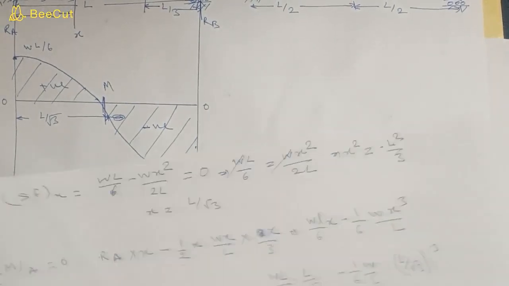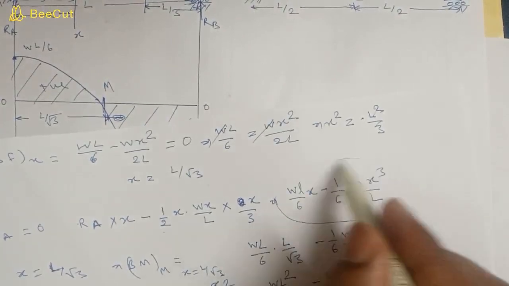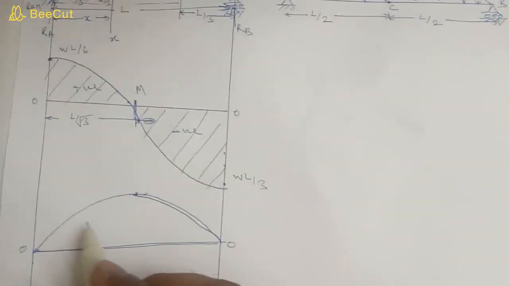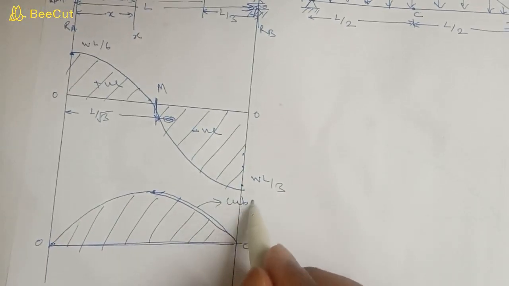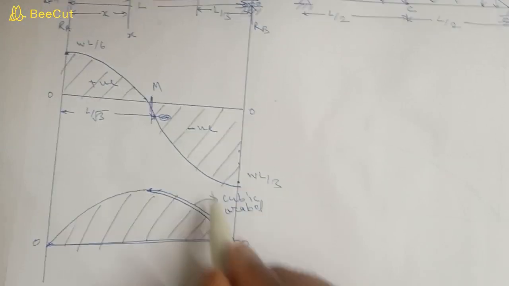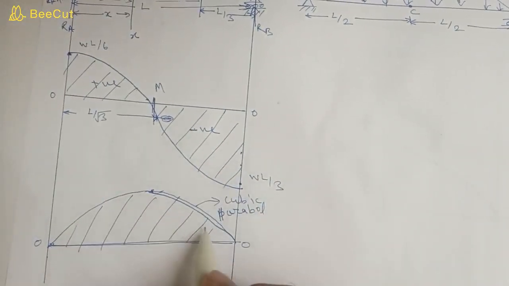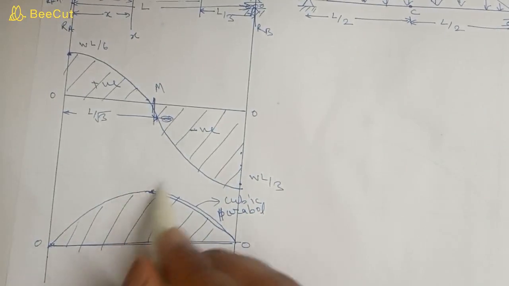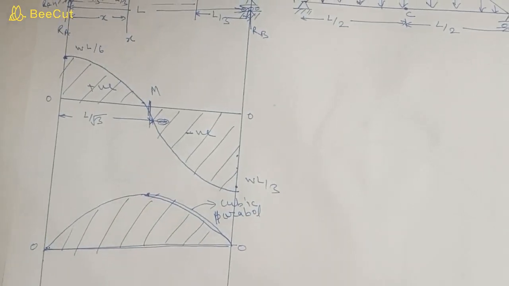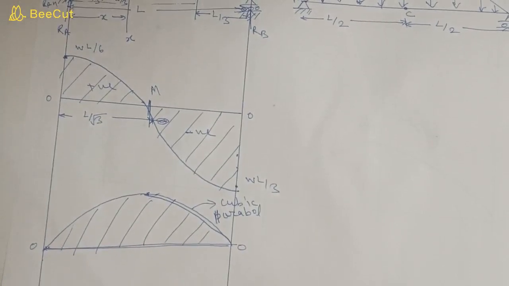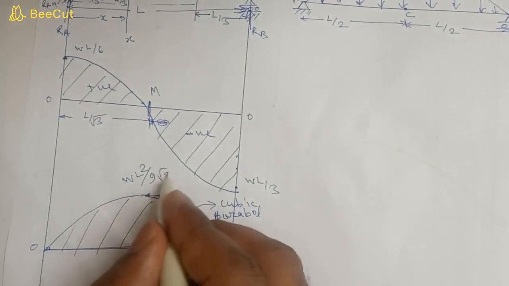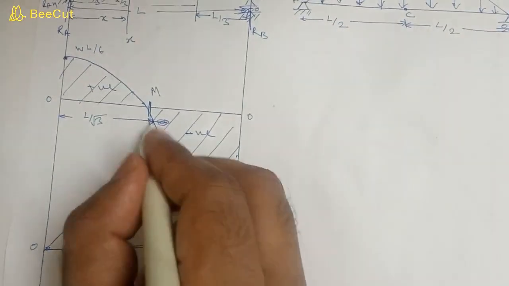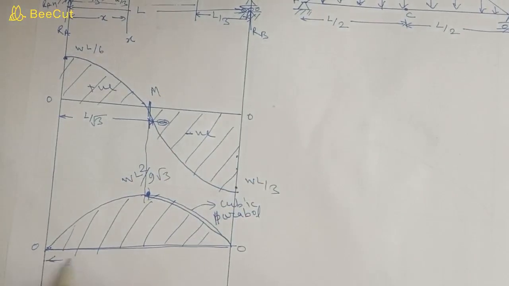So we can see that we have applied the same formula, so it is a cubic parabola here also. So this will become the bending moment diagram, and this is a cubic parabola. This is a simple parabola, meaning x square. This is a cubic parabola, meaning y is equal to x cube. Okay, I hope you understand up to here. This value is wl square by 9 root 3 at this point. This is L by root 3.